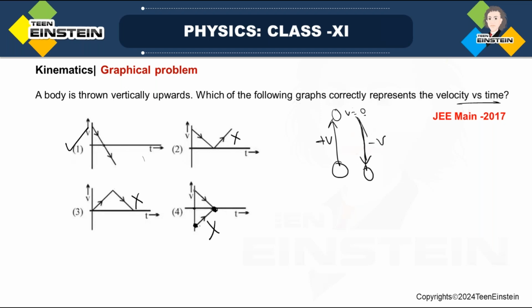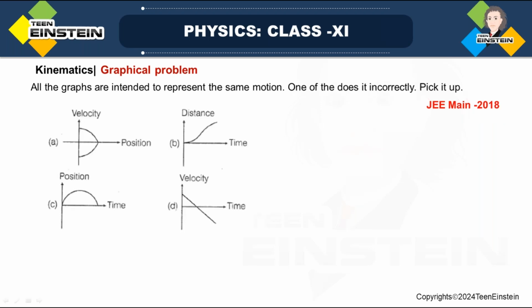And why is it falling on the same line? Because it is moving in a straight line. After changing its direction, it doesn't change further. Okay, now this question.